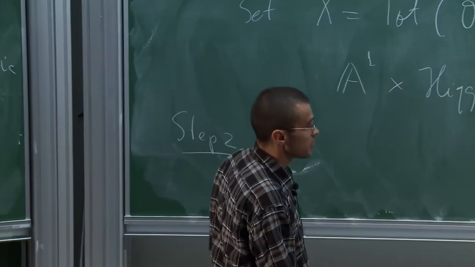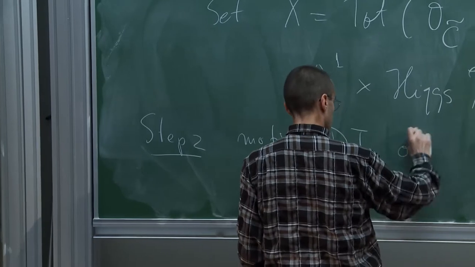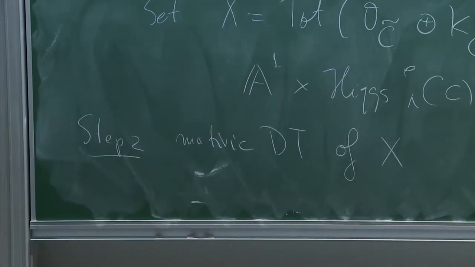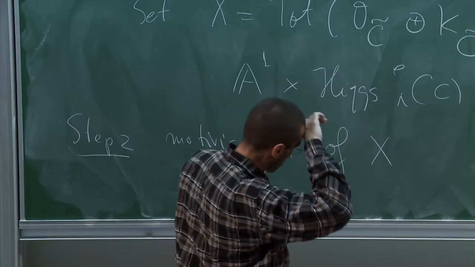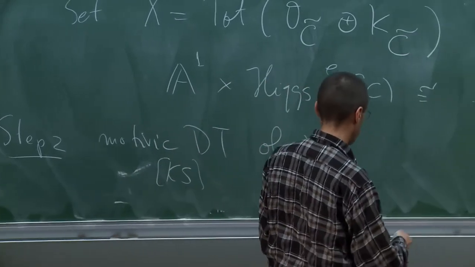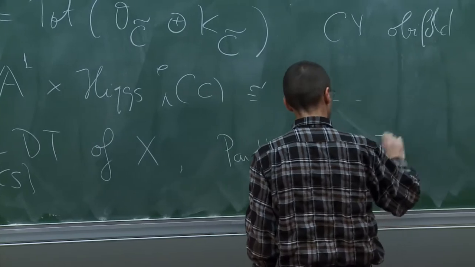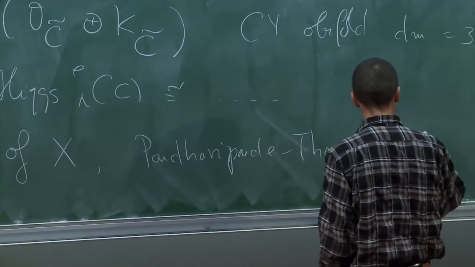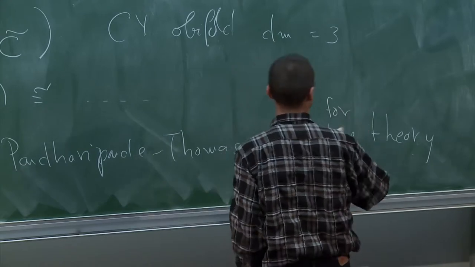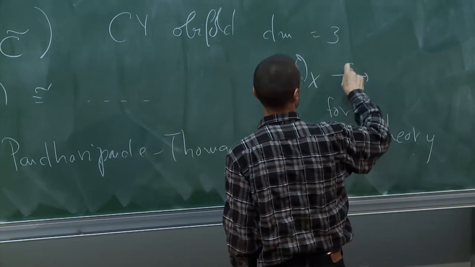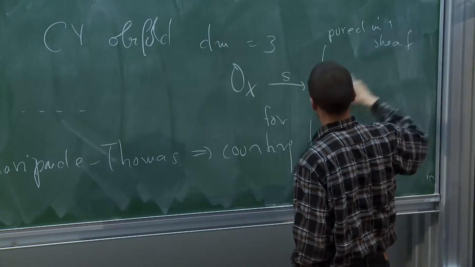Now, the second step is to employ the motivic DT theory of X, as I said, of Kontsevich and Soibelman. More specifically, we're going to look at specific objects in the derived category of X, which are the stable pairs considered by Pandharipande and Thomas. From Pandharipande and Thomas, we know there is a counting theory for stable pairs, which means pairs O_X to F, where F is a pure dimension one sheaf, and s is generically surjective.